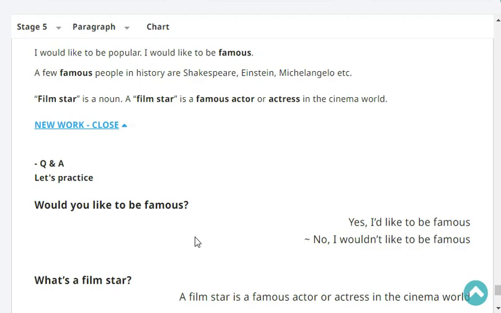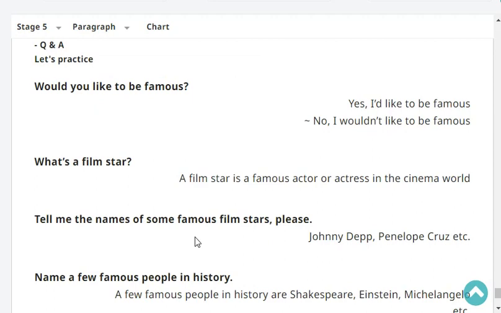Very good. What's a film star? A film star is a famous actor or actress in the cinema world. Very good.